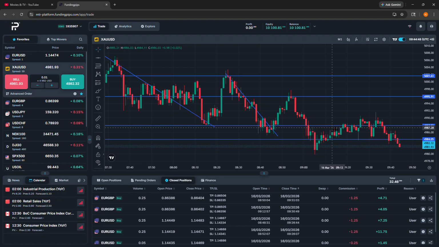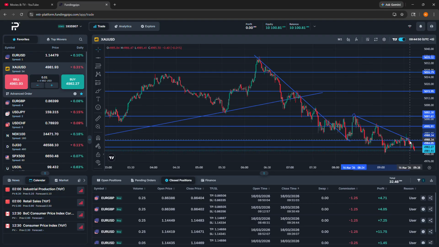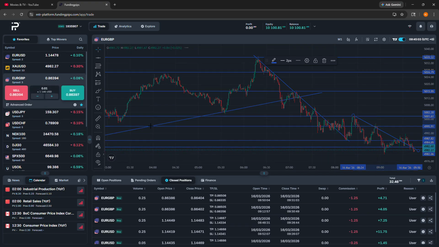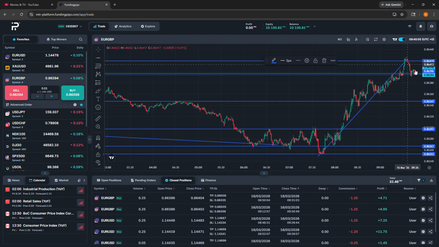Gold is on the backside. See, gold is on the backside. If I were to think, okay, it's going up, I get in here, I lose. I get in here, I lose. That's called the backside. But if I were to short, I would have made some money on it. See that, now it's exhibiting a backside here.